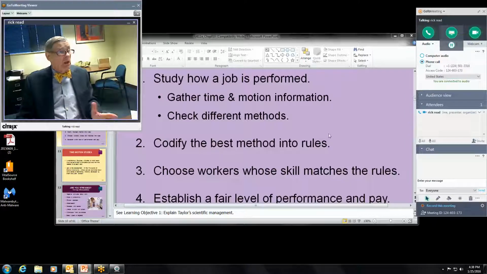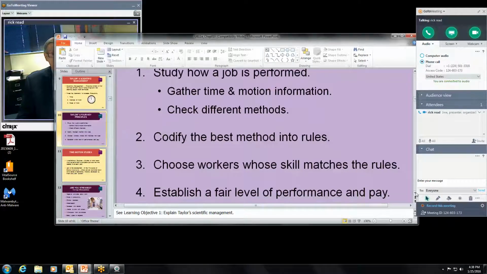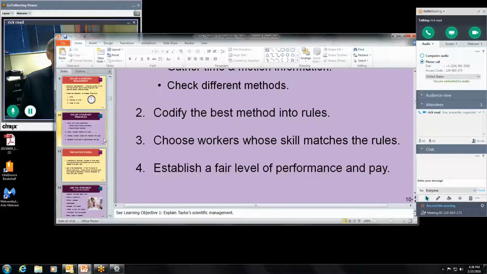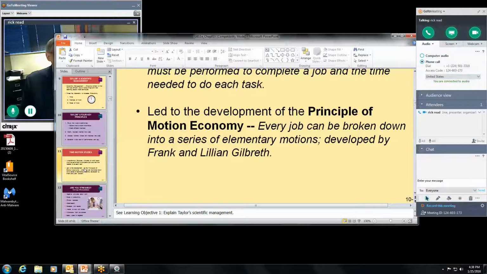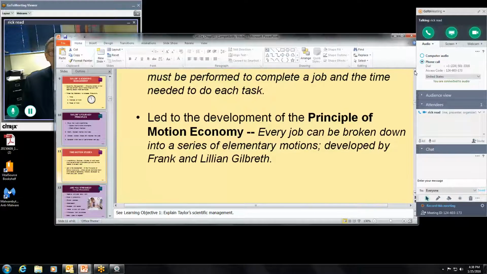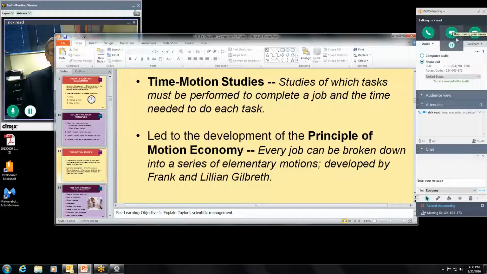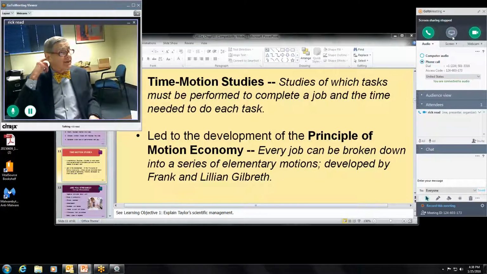Have a fair level of pay. He felt that was very important, but it's also important for you to know that Taylor did not believe that workers should have an increase over, as I remember, he said 60%, because if it got higher than that, then the worker would not want to do work.